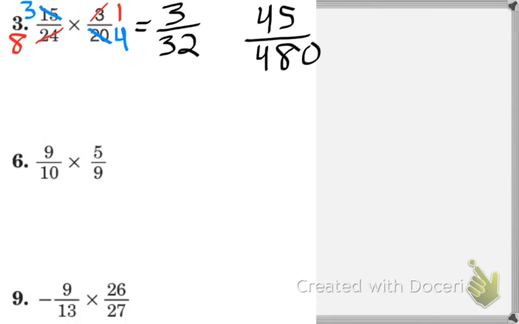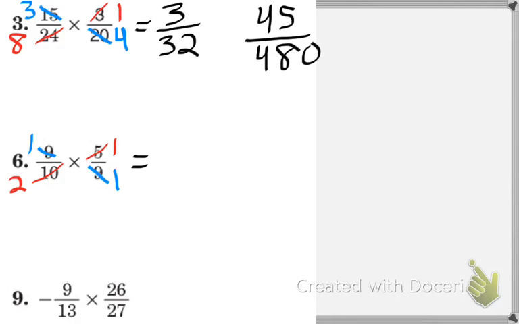Alright, try number 6 if you haven't done so already. Alright, so we're going to look at 10 and 5 first. 5 goes into both of those. 5 goes into 5 one time. 5 goes into 10 two times. And now let's look at the other direction. They're both 9s. Oh, so that's definitely easy. We know 9 goes into 9 one time. 9 goes into 9 one time, so those both turn into 1s.